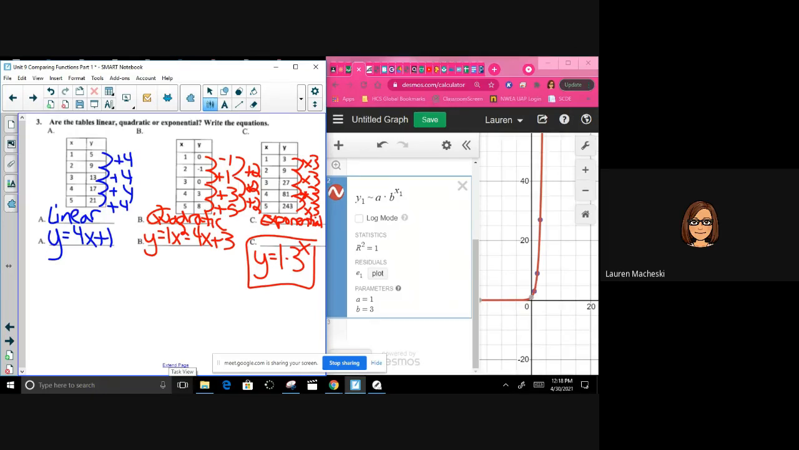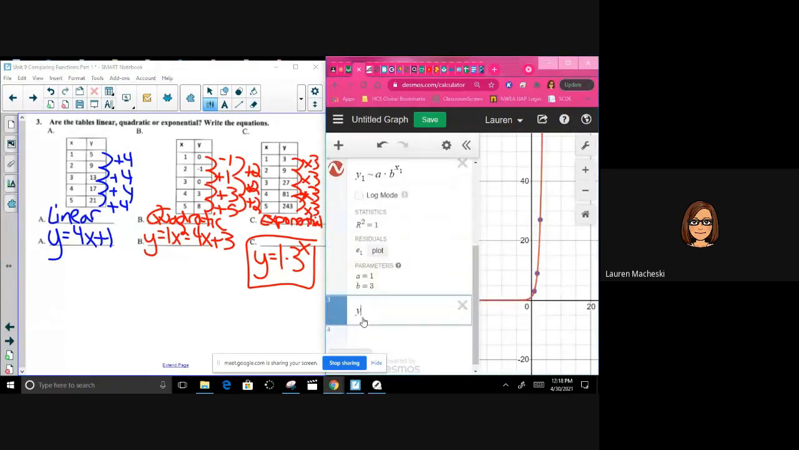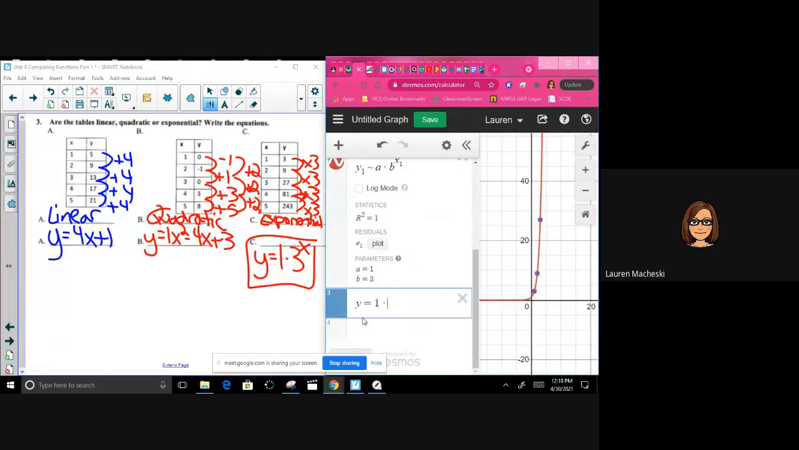If you want to be 100% sure that that's your equation, put that in line 3. The way you'll know is it literally will just put it right on top of the red one.